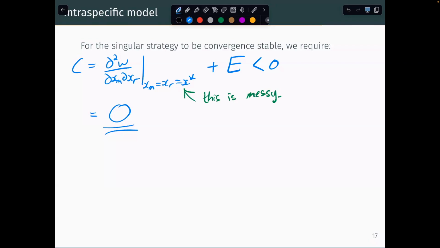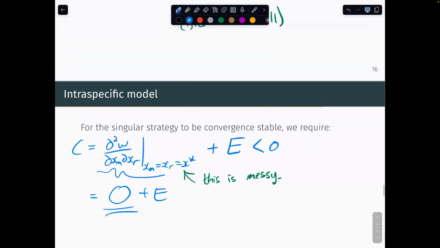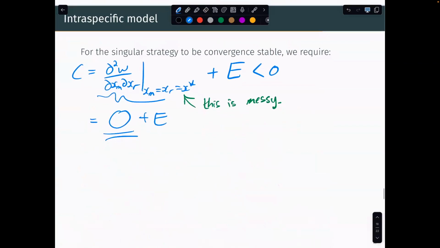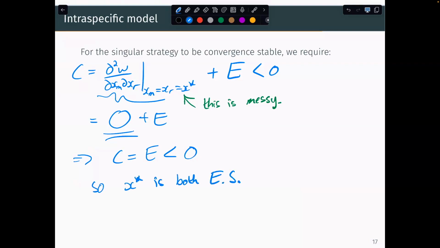Or rather, sorry, that's not entirely true. This is equal to 0 plus e. This first part here is equal to 0. So if you calculate this thing here, this comes to 0, so c is equal to 0 plus e. We've already found that e is negative. So in this case, it is also convergent stable. So X star is both evolutionarily stable, abbreviated to ES, and convergent stable, CS.